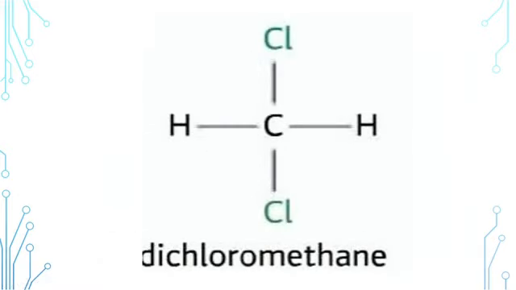Now coming to this one, we have 1 carbon atom again. So that means we have methane again. But how many chlorine atoms are here? We have 2. That means we have to apply our multiplier prefix. 2 is di, so that's dichloromethane.